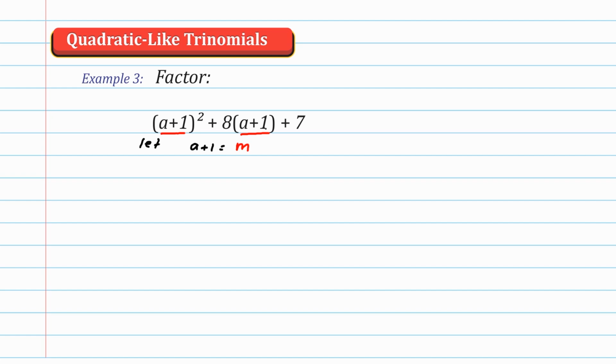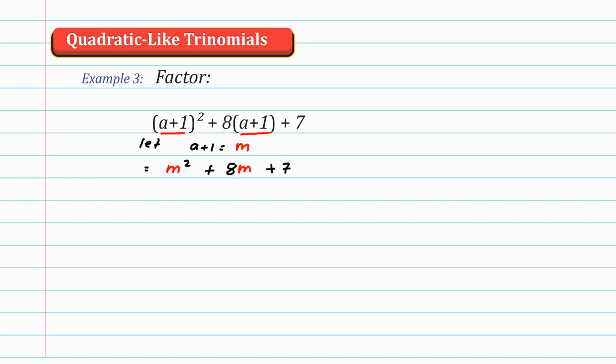Let's say that's m. So replace a plus 1 with m. Therefore, a plus 1 is equal to m. Then a plus 1 squared, therefore, is m squared. Plus the middle term, 8 times a plus 1. But a plus 1, take note, is equal to m. And then finally, copy 7. Okay, now does this look familiar? Yes, it is.